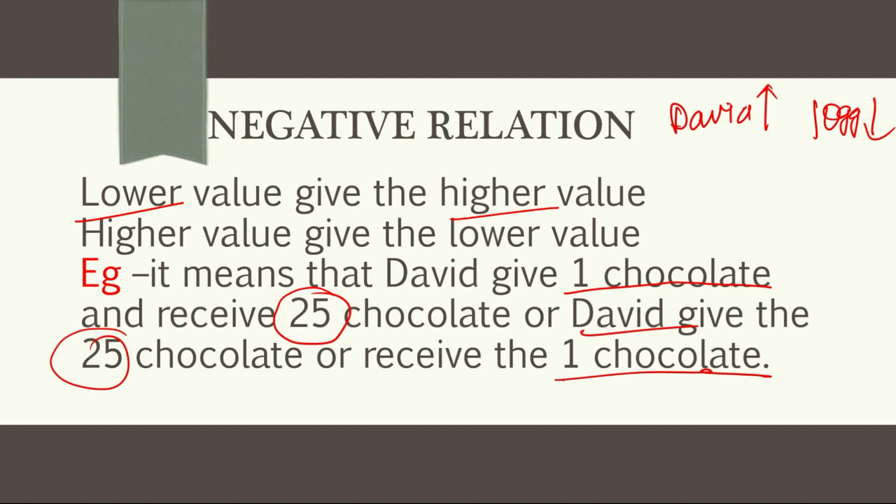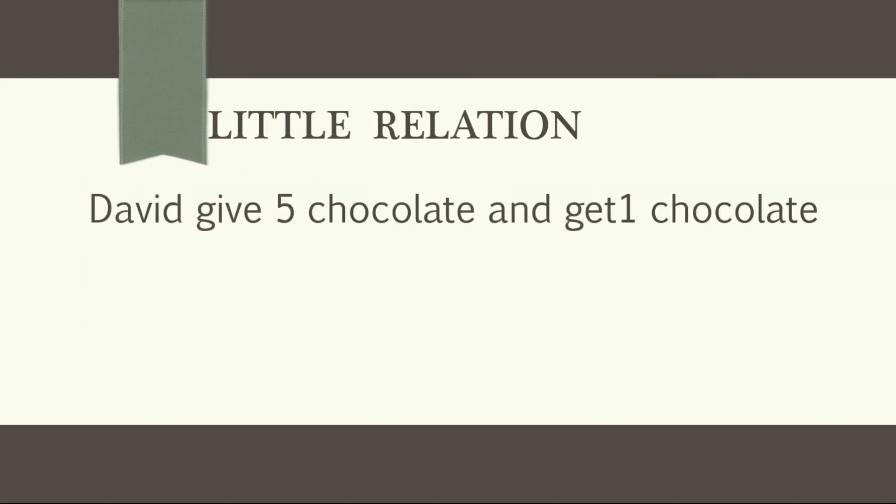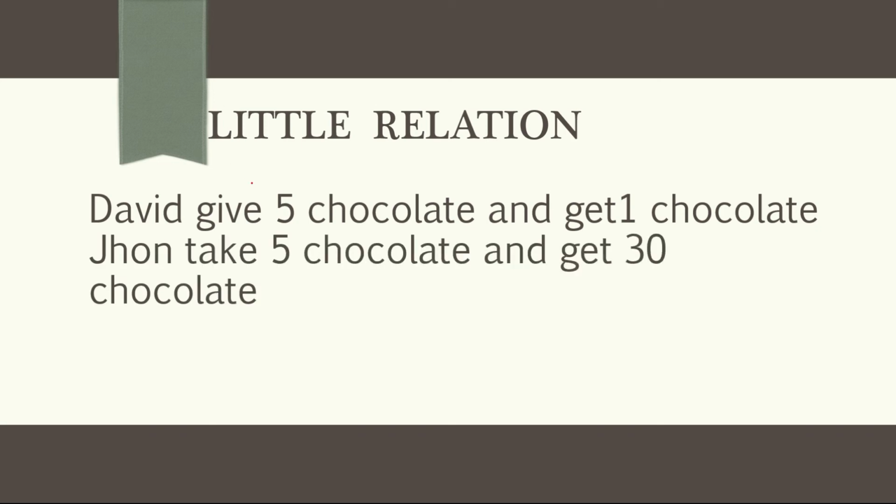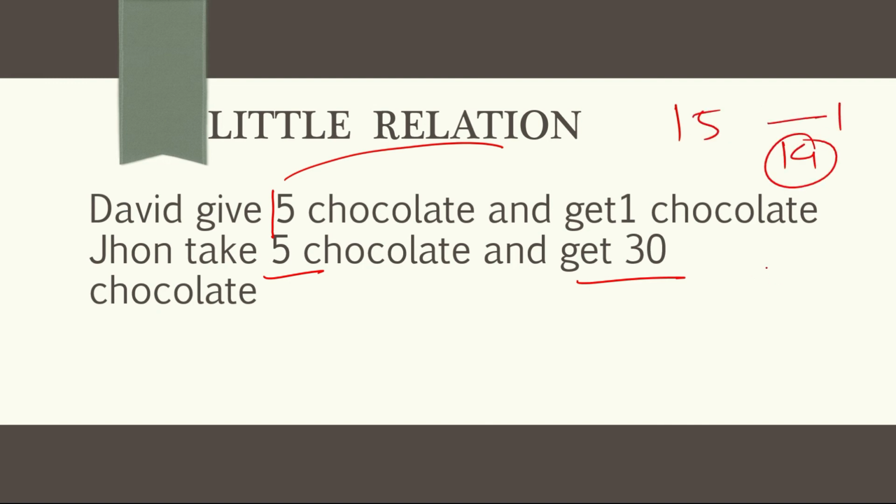Now come to the little relationship, or zero relationship. What is it? David gives 5 chocolates and gets 1 chocolate. Now consider David gives 15 chocolates and gets 1 chocolate, while John takes 5 chocolates and gets 30 chocolates. It means there is a far difference. 15 minus 1 is 14, and 5 minus 30 is 25. So there are far differences between them. So this is called the little relationship.